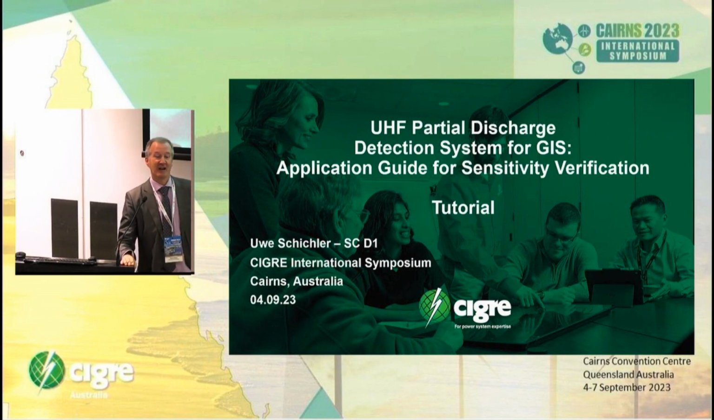So my name is Simon Sutton. I am the chairman of Study Committee D1, and so it's my pleasure to be here. It's also a little bit worrying being the first tutorial on the first day, so hopefully everything works okay. Our speaker today is Professor Uwe Schickler from the University of Graz in Austria. He'll introduce himself in a minute. And he's going to talk about technical brochure 654 on PD testing in GIS.